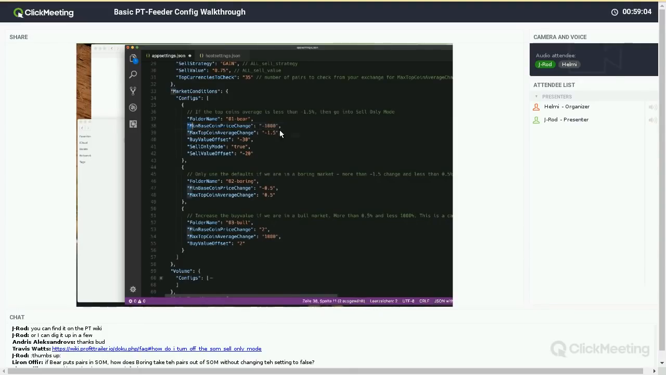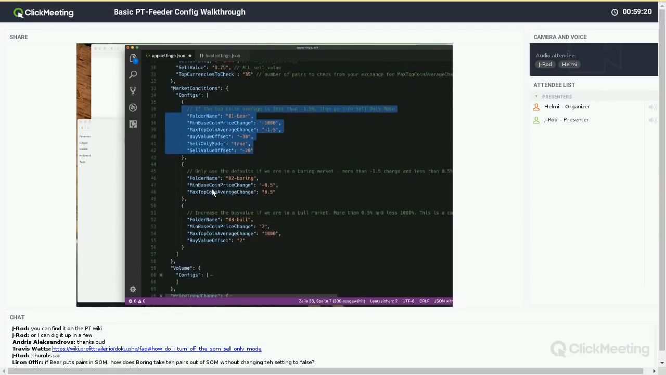So for the BTC price change, this would mean everything that is between negative 0.5 and negative, that's just an arbitrary high number. So whatever is below 0.5 would go into bear, sorry, I don't have super bear here. And everything that is above negative 0.5 until positive 2 goes into boring. Everything that is above 2 goes into bull.